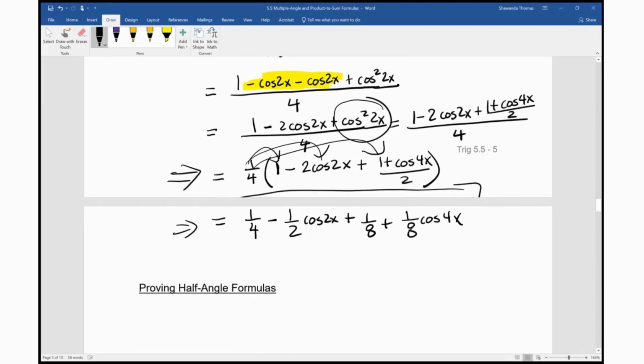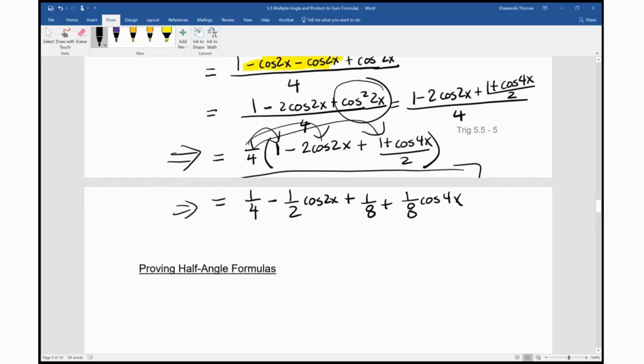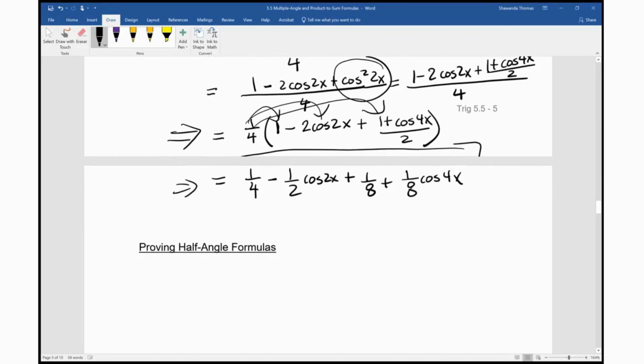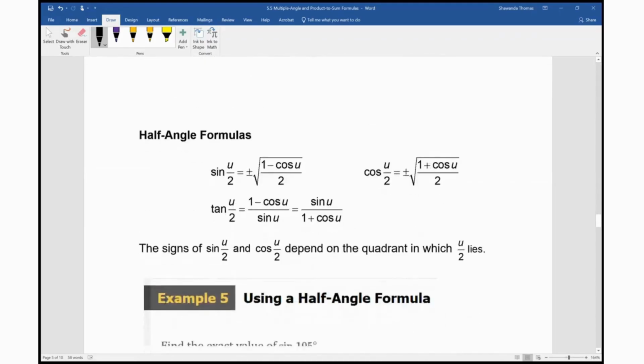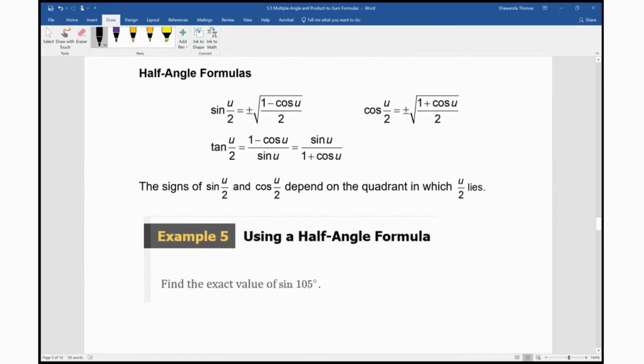I'm not going to prove the half angles. I don't think we have time for that. So I'm going to skip proving the half angle formulas today. We didn't need to prove them. I just wanted to show you where the angles were coming from. But it's not necessary that we go over how they were derived. These are the half angle formulas.